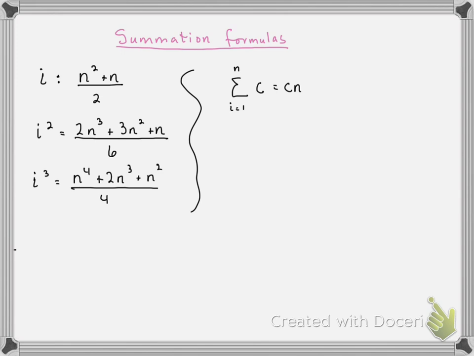So the sum of i is n squared plus n over 2. Then you've got i squared, i cubed. And then this formula over here is just for the sum from 1 to n of a constant. For example, the sum from 1 to n of 3 would equal 3n. Okay, so that's an example of how the constant summation formula is used and how it's evaluated.